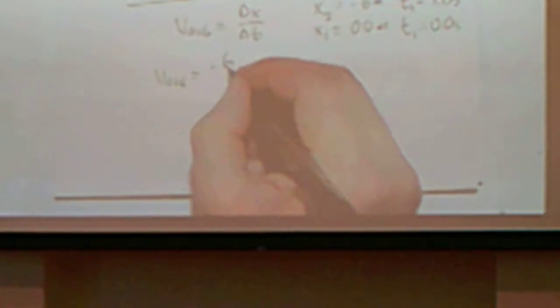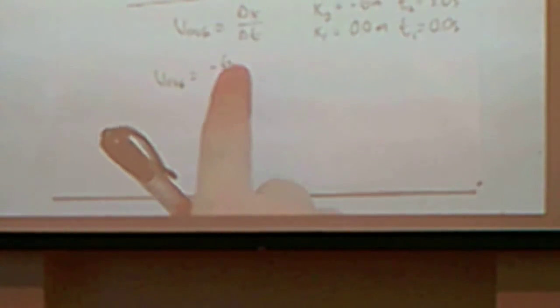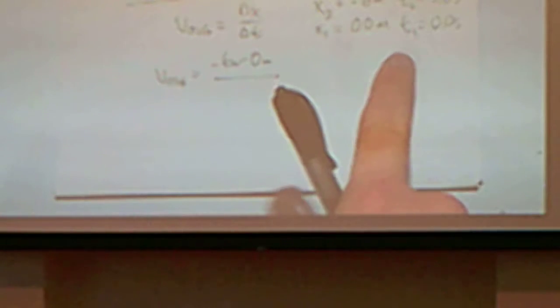So let's take the difference between the x's. That's x2, minus 6, minus x1, which is 0, these are both in meters, divided by t2, which is 5.0 seconds, minus t1.